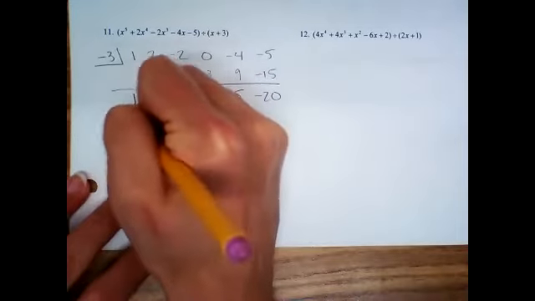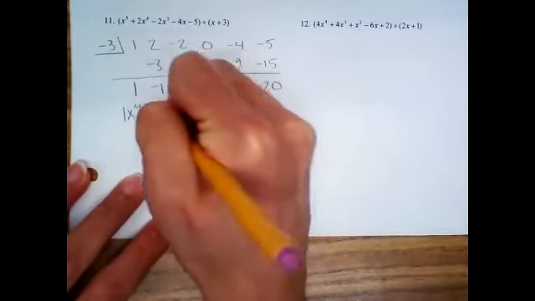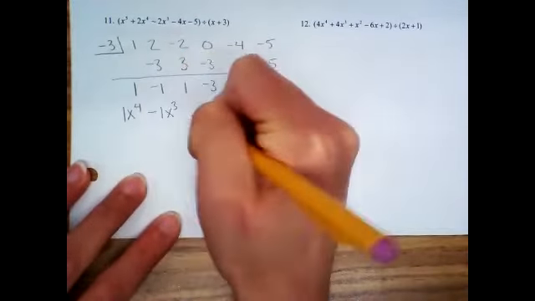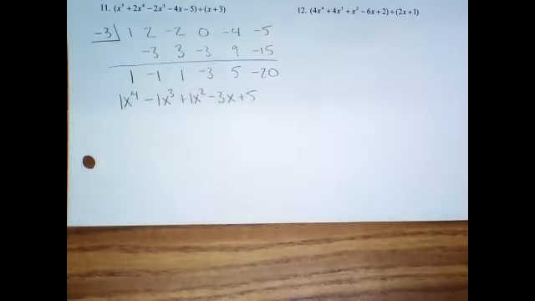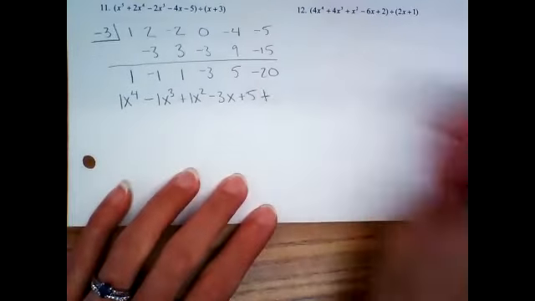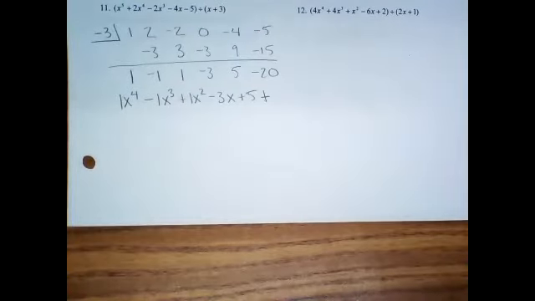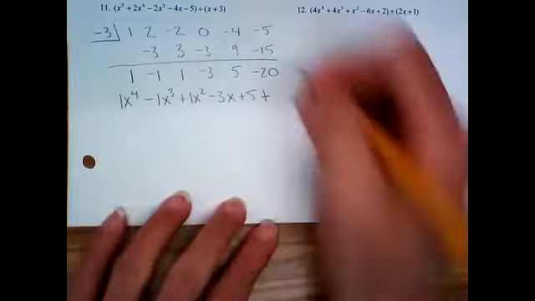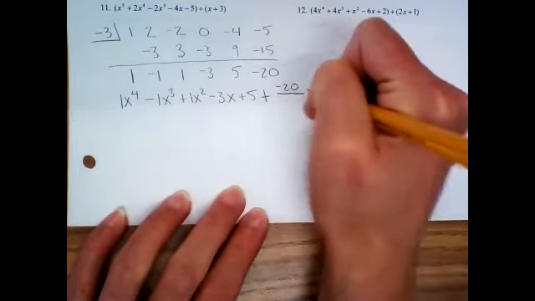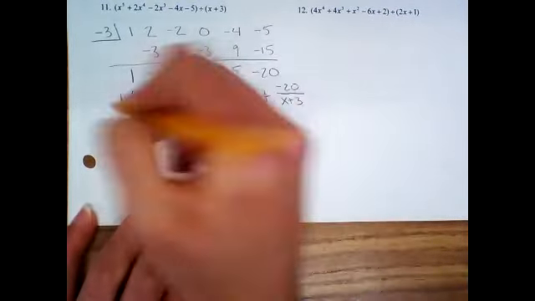4. Good. So you have 1x to the 4th minus 1x to the 3rd plus 1x to the 2nd. A lot of ones there. Minus 3x plus 5. Again, it's just going to go in descending order. And then for the remainder, I always put plus. I think that's just easiest. You don't overcomplicate it. And then it's just that number over the divisor.